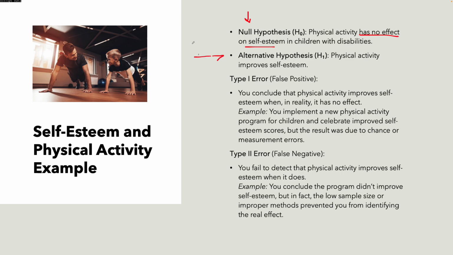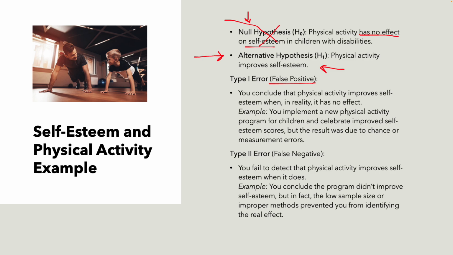But this is what we really want to happen. So a type 1 error, a false positive, would be you conclude that physical activity improves self-esteem when in reality it has no effect. So we're like, yes, we're going to accept this. This is true. See you later, negative Nancy. That's not true. I found significance. This is true. So that's a type 1 error.